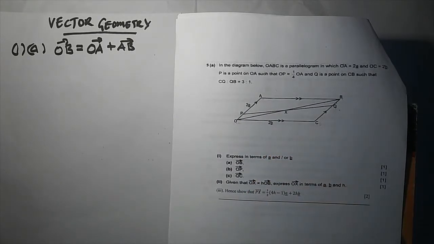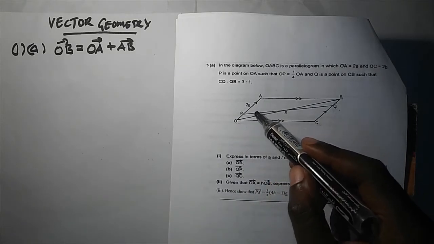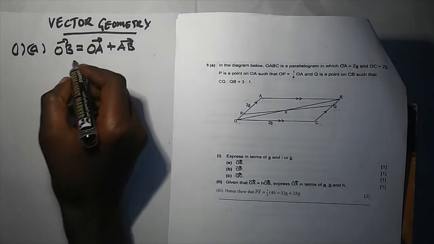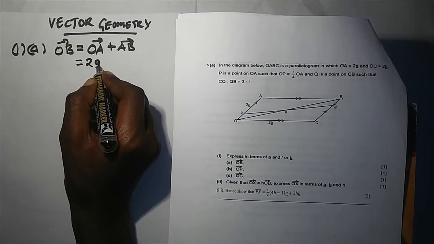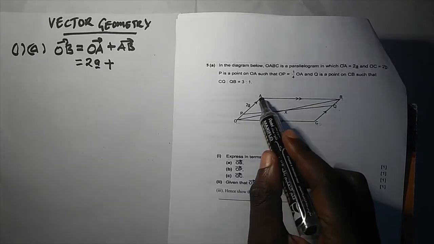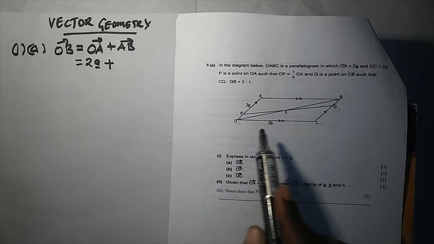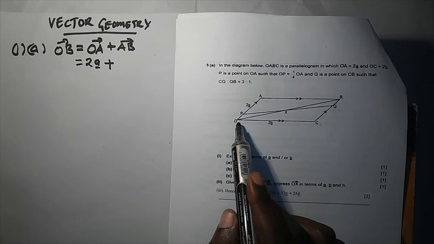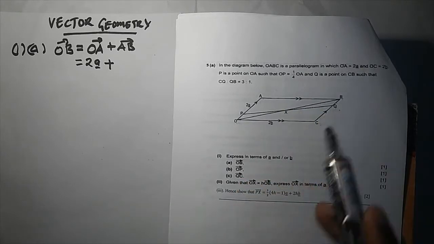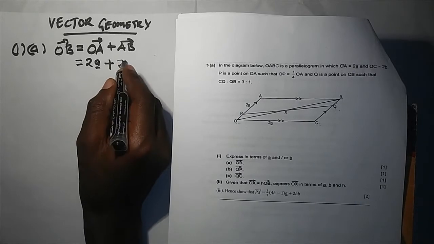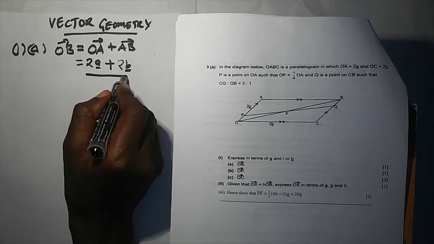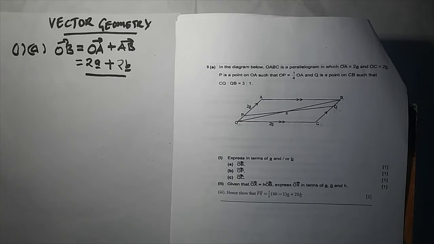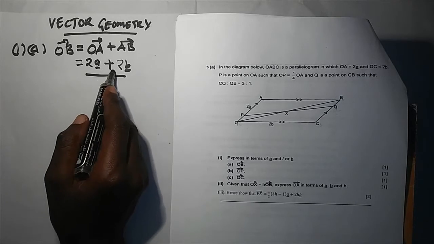And then there we are just going to replace the vectors that we have. We are given that from O to A, the vector is 2A. So we are going to have here 2A plus, from A to B, the vector AB is the same as OC. Since it's a parallelogram, opposite sides are the same. So OC is 2B, it means that AB is also 2B. So we are going to have 2B here, and this gives us the solution for the first question. So OB is equal to 2A plus 2B.